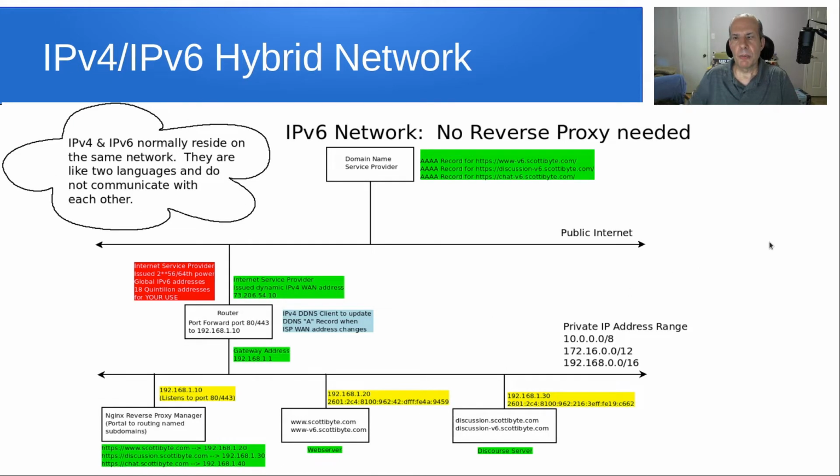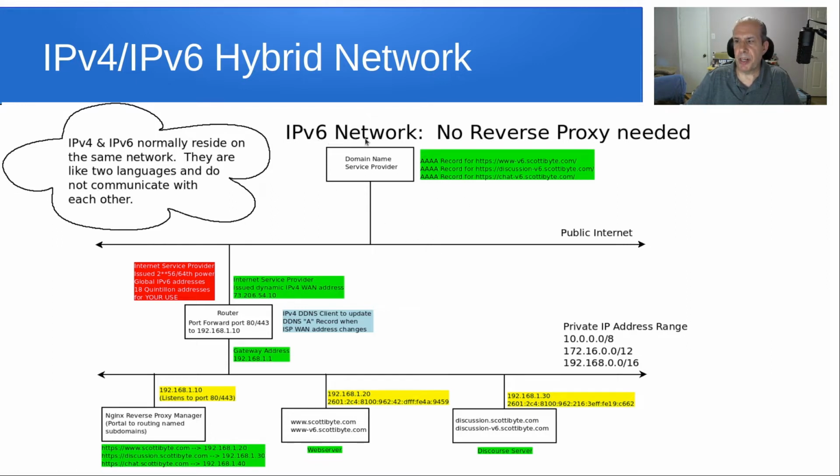So what we want to talk about today is an IPv6, IPv4 hybrid network. Normally both protocols can reside on the same network. They're like two languages, and they don't communicate with each other, but they can coexist. It's like if you walked in a room and people were speaking two different languages, one group speaking the one language might not be able to understand the second group, and vice versa.